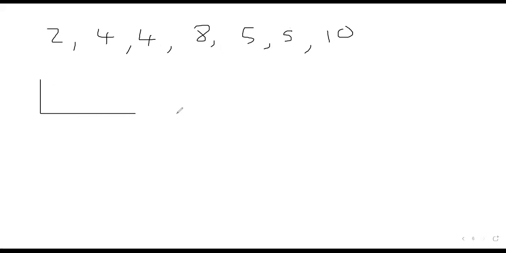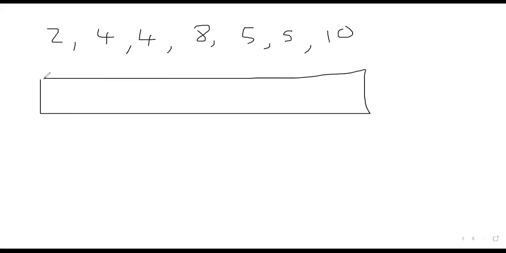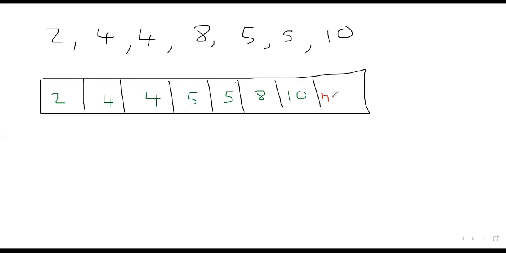The first thing you need to do with ungrouped data is rearrange it in ascending order. So let's arrange it from the smallest to the biggest. What is the smallest number here? 2. 2, then 4, then 4, then 5, then 5, then 8, then 10. How many are there in total? 1, 2, 3, 4, 5, 6, 7. So our n is what? The number of observations, 7.